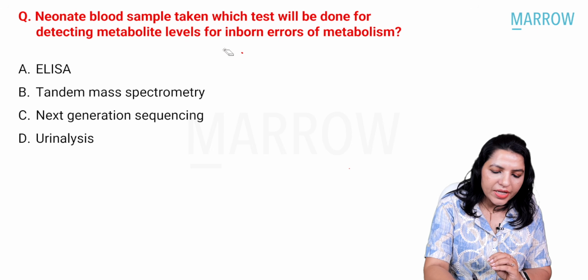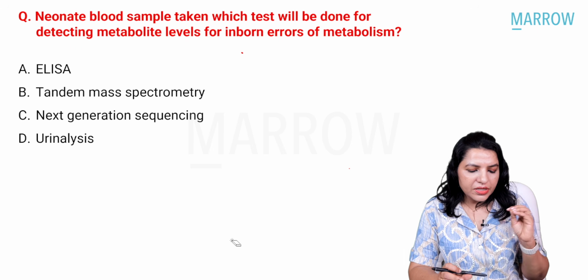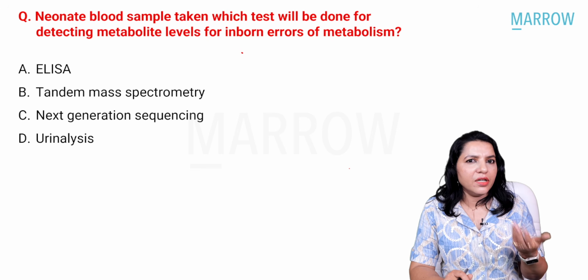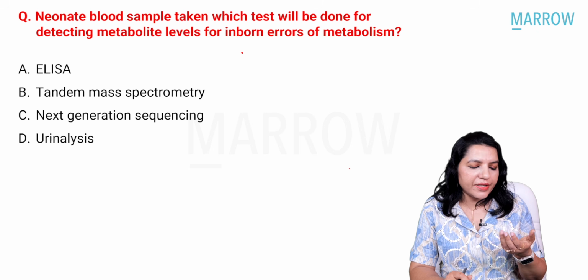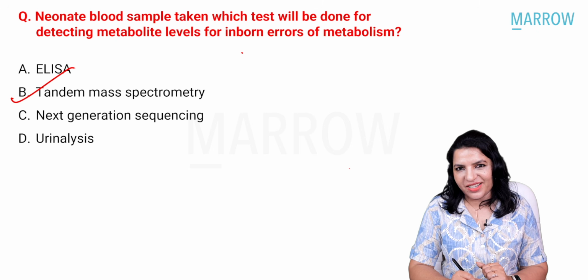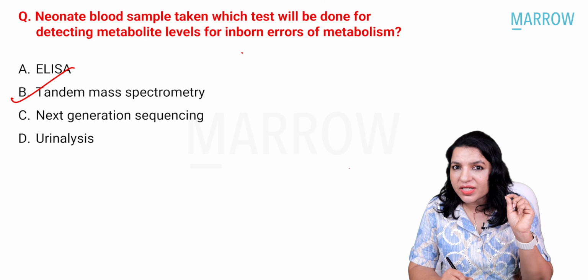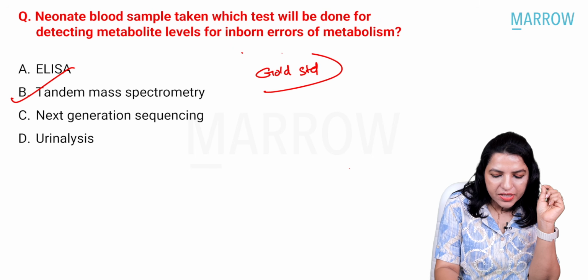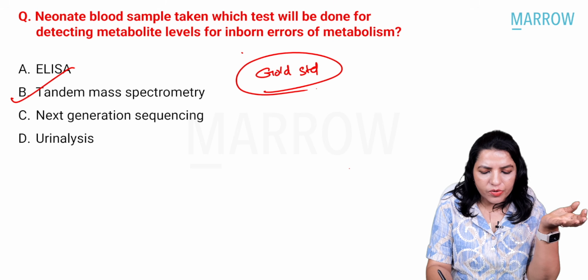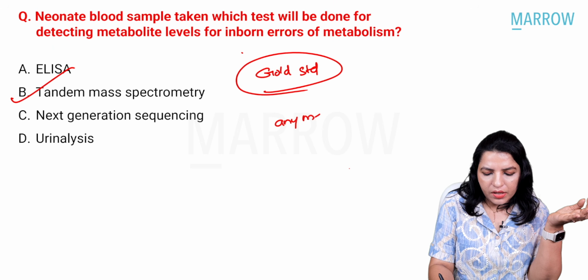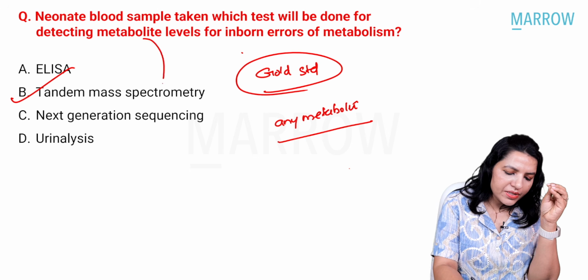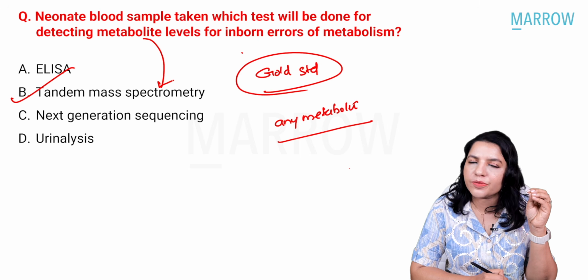So saying a metabolite says that it is not next generation sequencing. Urine analysis is partially correct, but it is not a completely correct answer as long as tandem mass spectrometry is there, right? Tandem mass spectrometry is considered the gold standard investigation of any metabolite, any metabolic disorder. So if it is there and metabolite is there, then definitely the answer is tandem mass spectrometry.